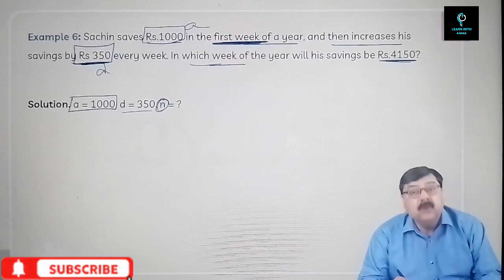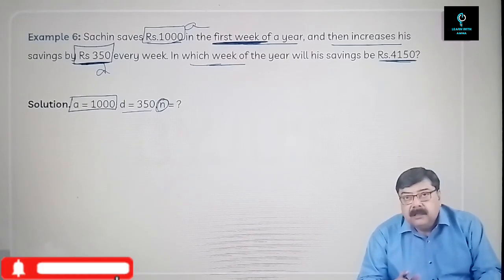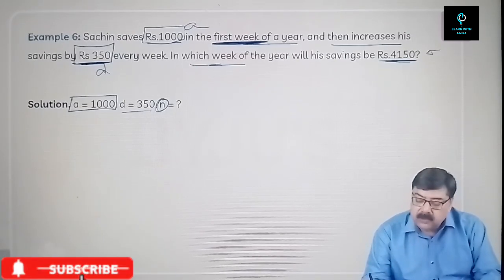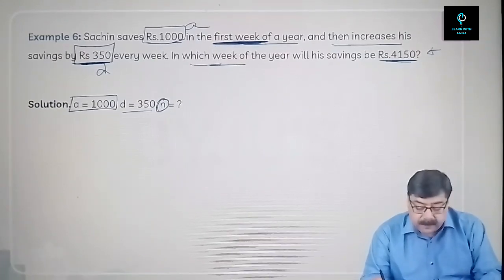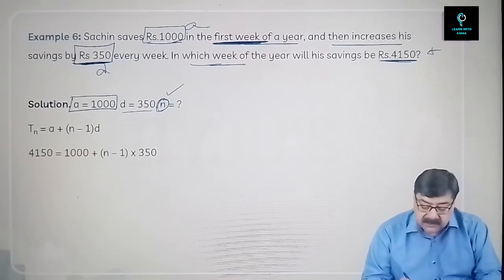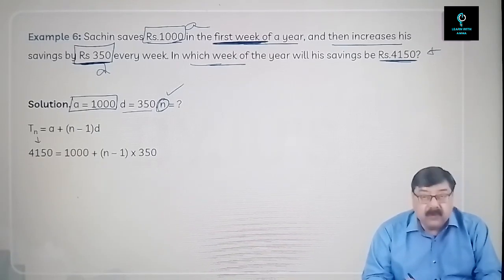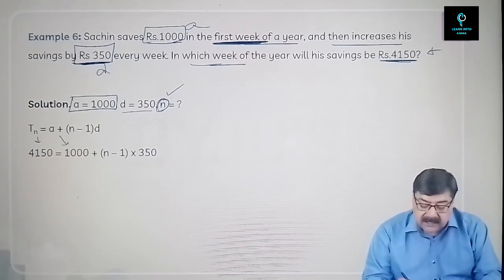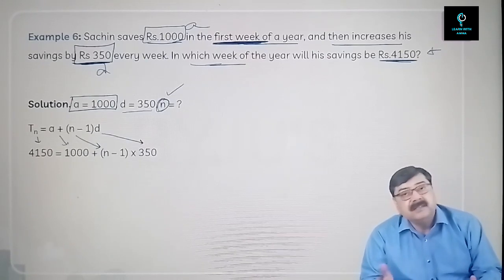So we need to find out the week in which his savings amount to 4150. So that is the value of N. Using the general expression, we know Tn is 4150, A is 1000, N we have to find out, and D is already given to us as 350.